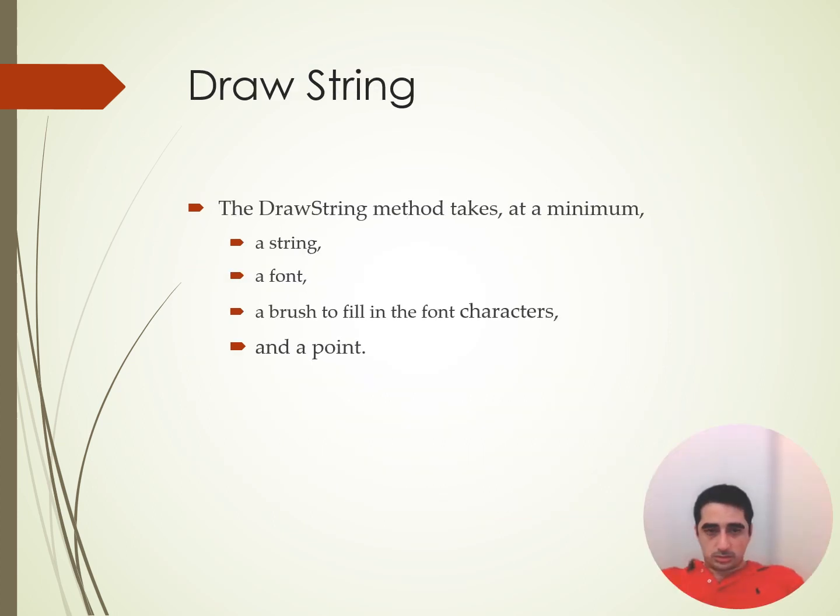Now that we have talked about a font and you know what font is, let's see how to draw a string. We basically use the method DrawString, which takes at minimum 4 values. The first one is the string that you want to draw. Second one, a font object from the font class. Third one is a brush to fill in the font characters, and finally a single point.